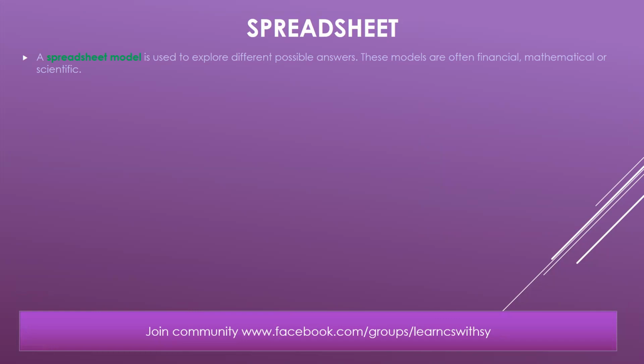The first term is spreadsheet model. What is it? Why do we use it? It's basically used to explore different answers, and these are used for financial, mathematical, or scientific applications or modeling. What is another word that we use for it? It is what if scenario or what if modeling. And what does it mean? In case you change the data in any one cell, what is the impact on the other cells, or what will happen to the final answer? That is what is called what if scenario or what if modeling.